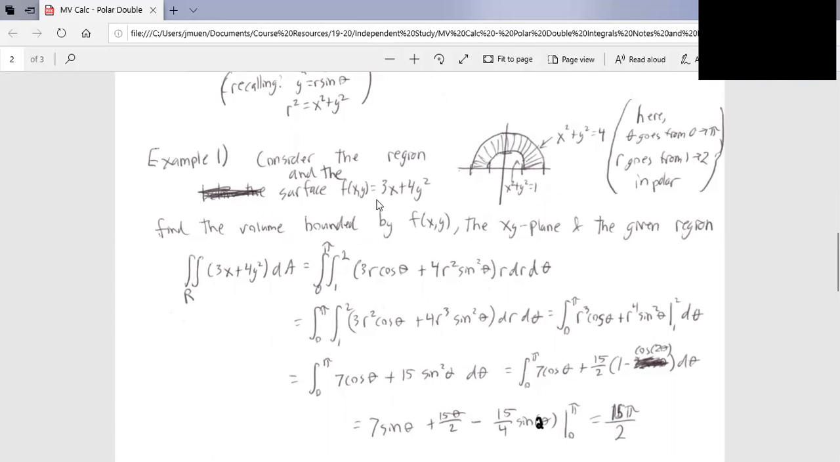So here we can consider this region, below the surface, 3x plus 4y squared, and look for the volume that is generated by essentially projecting onto this region. So what we have here is, again, we start with our normal integral.